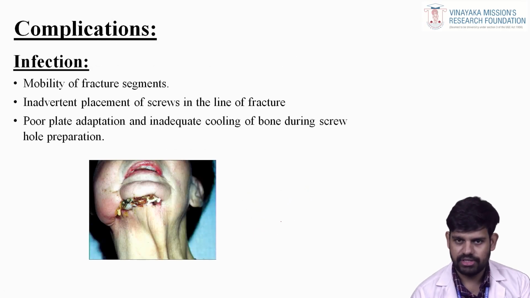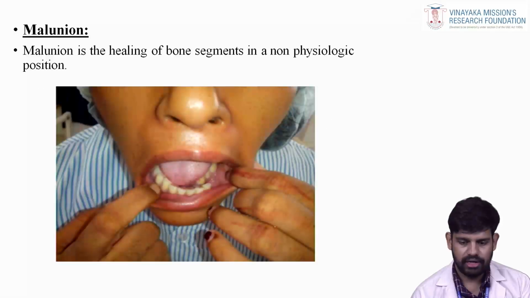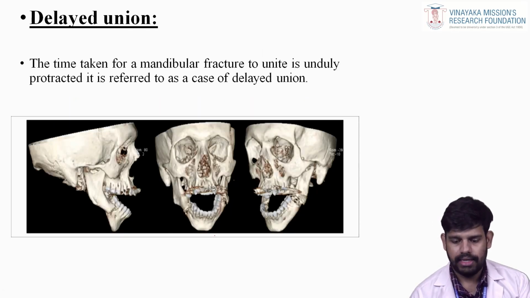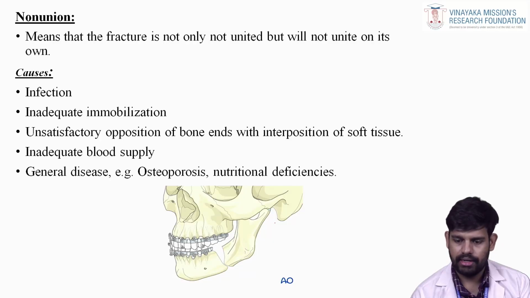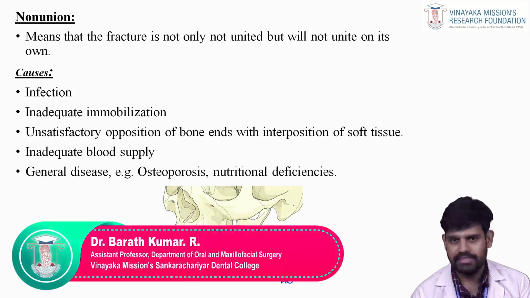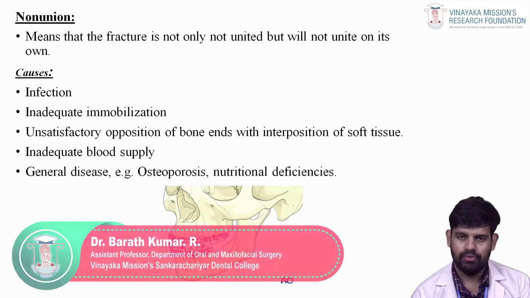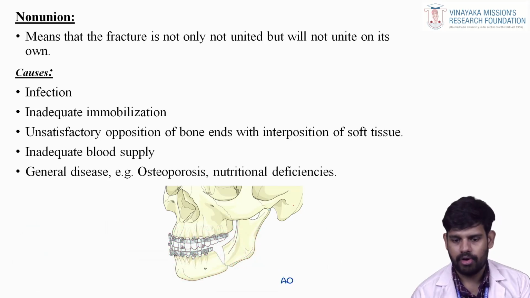And infection, if infection is there, there is more chance the plate exposure will be there. At that time we have to remove the plate and irrigate that area nicely, and we have to revise the edges, and we have to go for suturing. Then malocclusion, even after healing there is deranged occlusion, because the bone heals not in the proper anatomic position. Delayed healing, even after 6 months the bone is not healed, and the gap is still noted. Non-union means the fracture is not only not united but will not unite on its own. So in non-union cases, we have to reassess the case and redo the procedures again to fix it in proper anatomic position and achieve the proper occlusion.